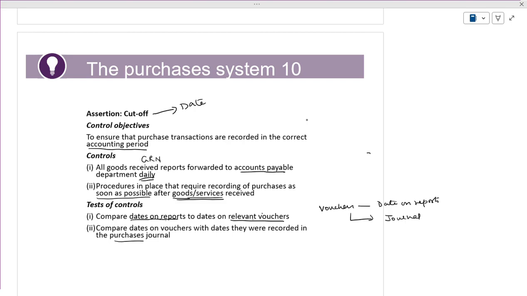Is that which we have entered? It means you are matching on different aspects. Is that testing the controls, whether it has been entered every day or it has not been entered? Cutoff. You should not. Vouchers, you mean invoices? Pardon? You mean invoices? Yes, invoices only. Is it right? Invoices.